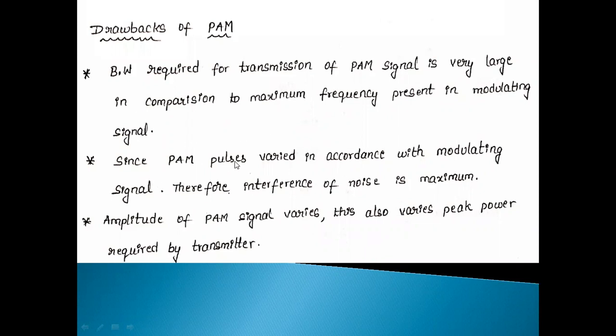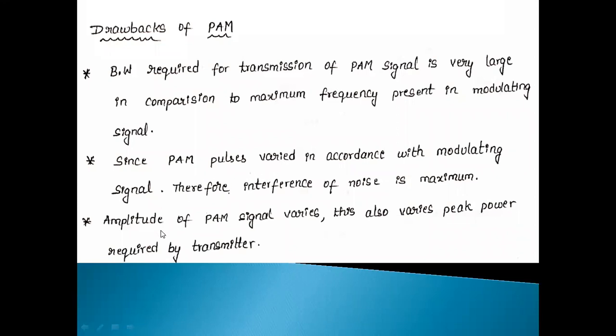The second one is, since PAM pulses vary in accordance with the modulating signal, the interference of the noise is maximum. So in PAM, interference of the noise is maximum because the amplitude varies.